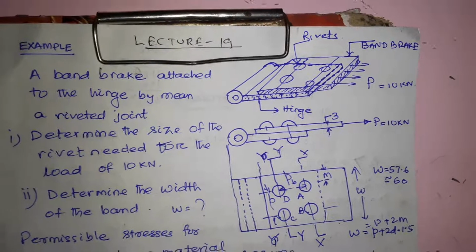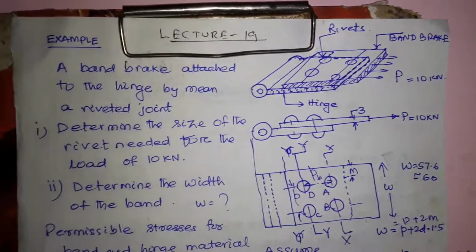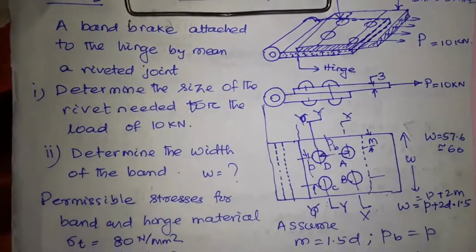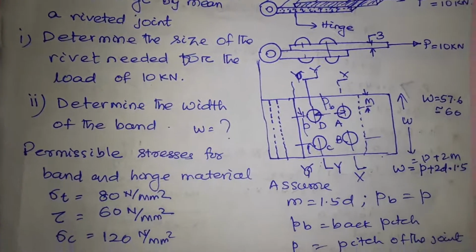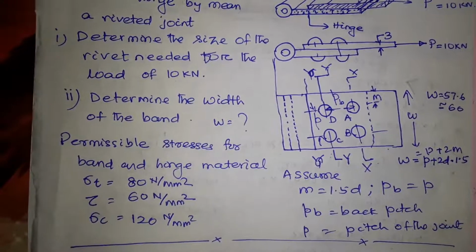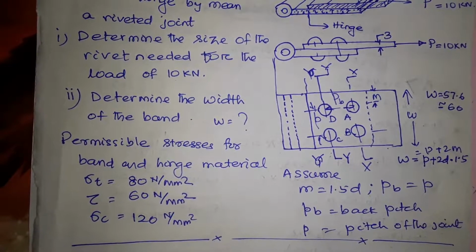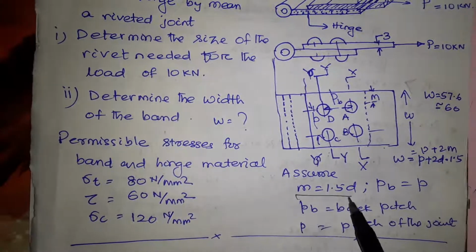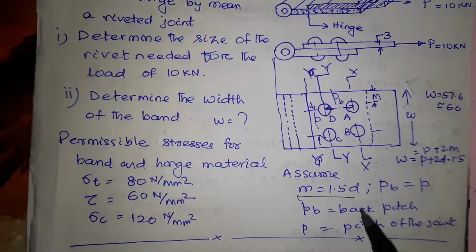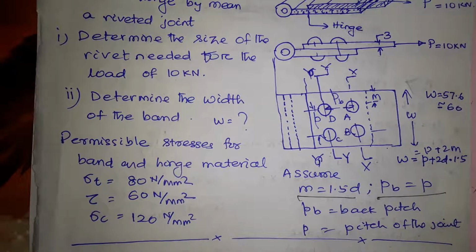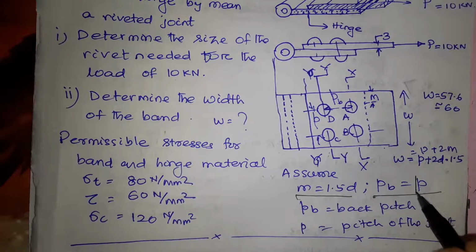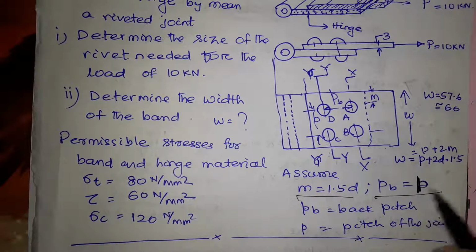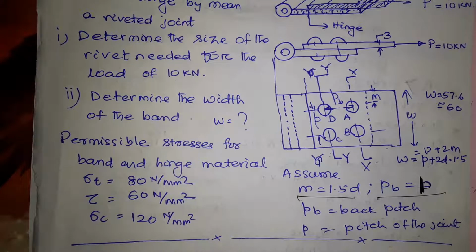The permissible stresses in shear, tension and compression for both the band and hinge material are given. For tensile stress it is 80 Newton per millimeter square, for shear stress it is 60 Newton per millimeter square, and for compressive stress it is 120 Newton per millimeter square. It is given in the question that we have to assume a margin of 1.5 D, where D is the diameter of the rivet, and the back pitch and the normal pitch are of the same magnitude, equal in length.